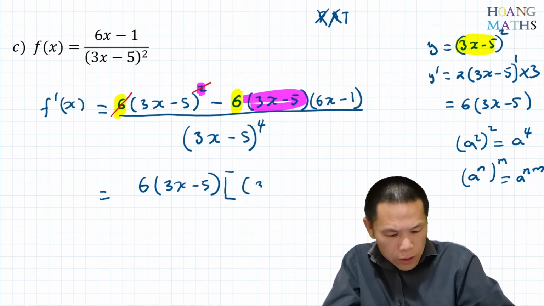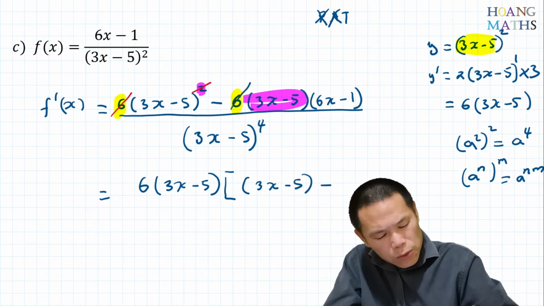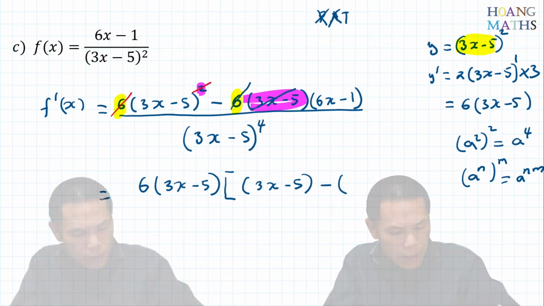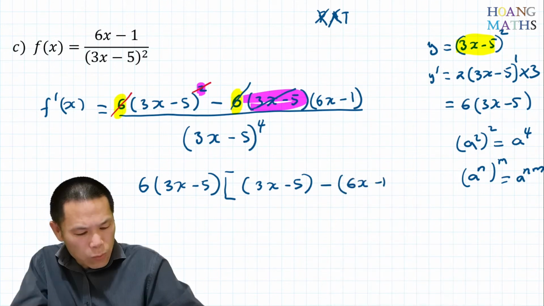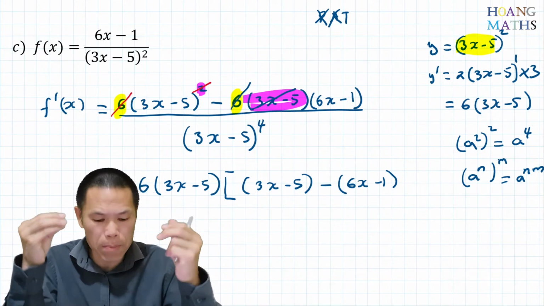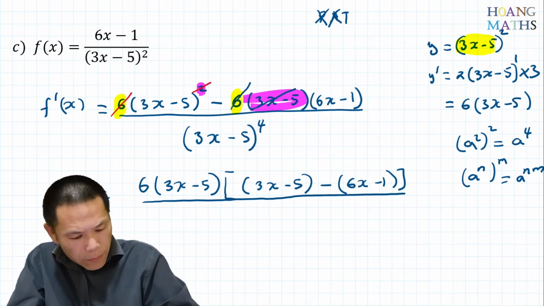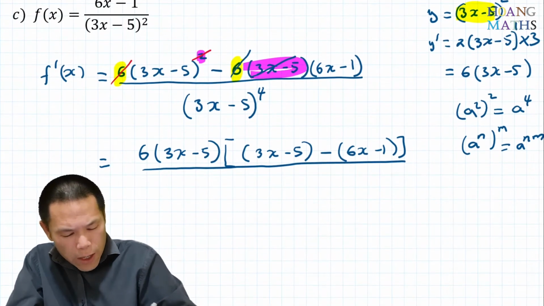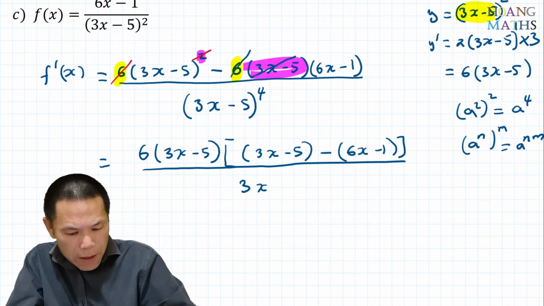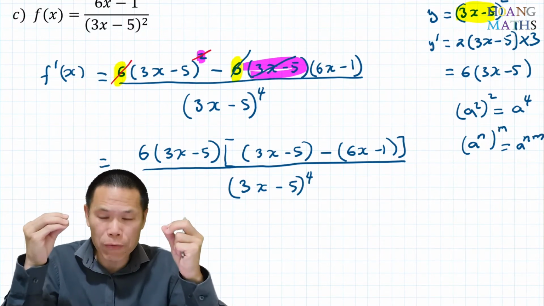3x minus 5, okay? And then minus. So the 6 is gone. This one is gone as well. So we're left with 6x minus 1. So what I did was I just take out our common factor. Okay, remember that for me. So that will give me this. And it's over 3x minus 5 power 4. So there you go. So now I just simplify a bit further.